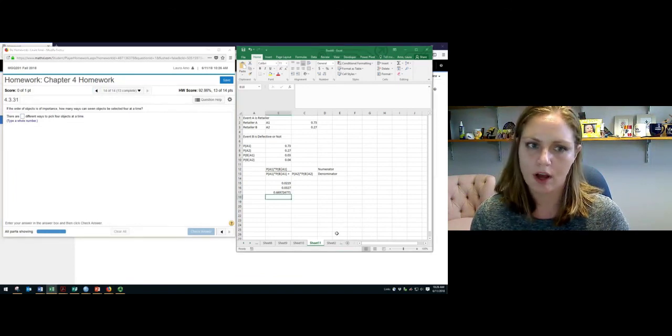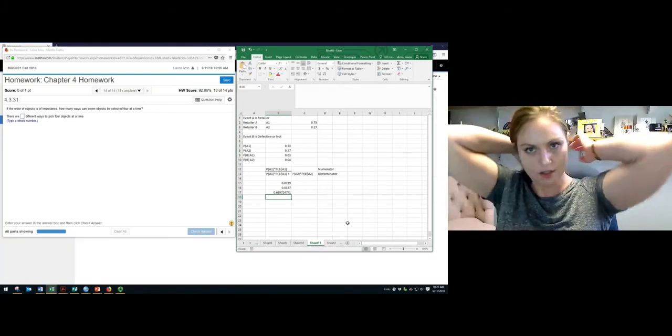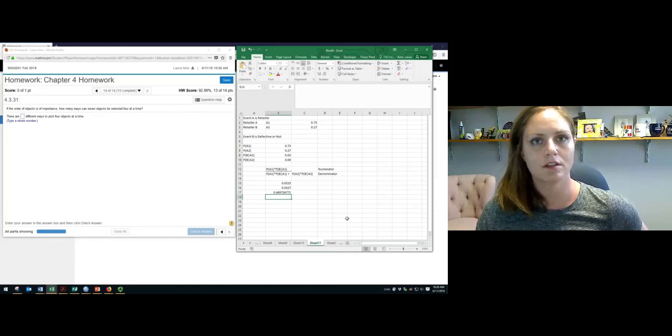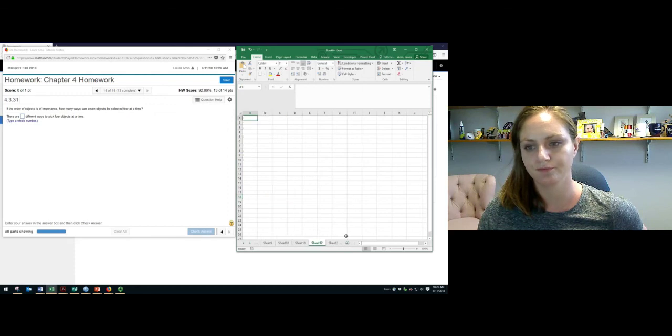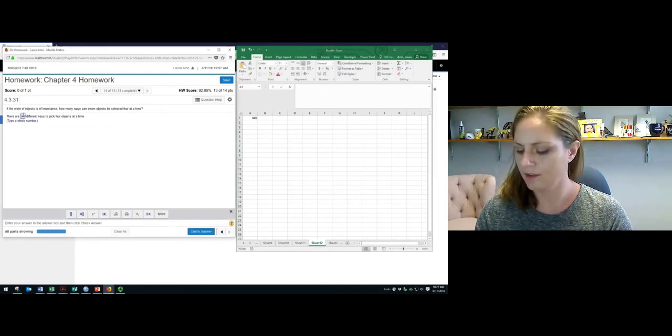And the last one: if the order of objects is important. Here we're thinking about combinations and permutations. If the order is important, it's going to be a permutation. How many ways can 7 objects be selected 4 at a time? If we put permutation here, it's going to ask for the number of objects and the number chosen. So we have 7 objects, and the number chosen is 4. So 7 and 4, and there's 840 different ways.